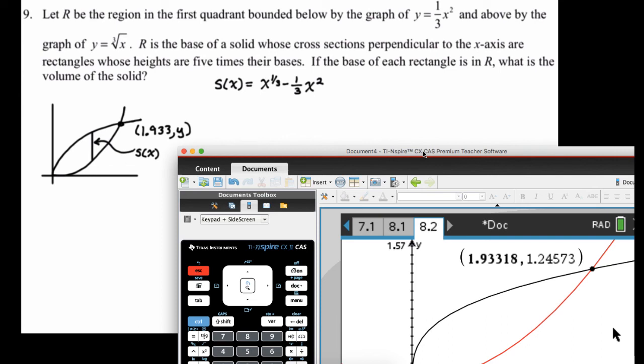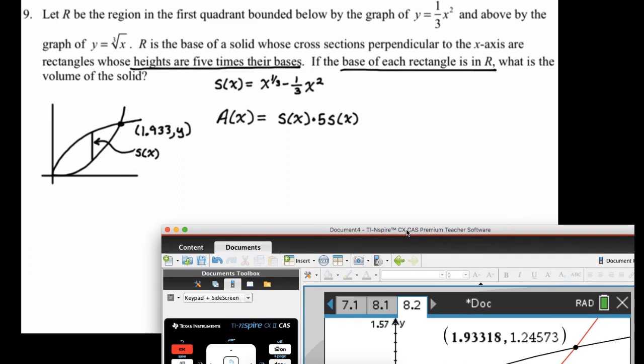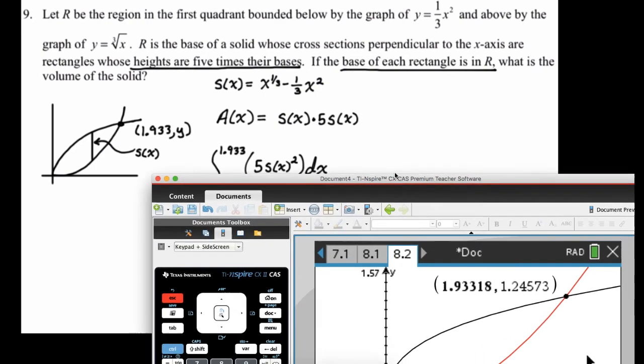And we're told the base is in the x, y plane, right? The base is in R, so that's going to be s of x is the base, and then the height is 5 times the base, right? So that's going to be 5 times s of x. All right, so not so bad. And then I know that I'm doing the integral of A of x from start to stop. So that'll be the integral from 0 to blah, blah, blah of that, which is, let's work that out.